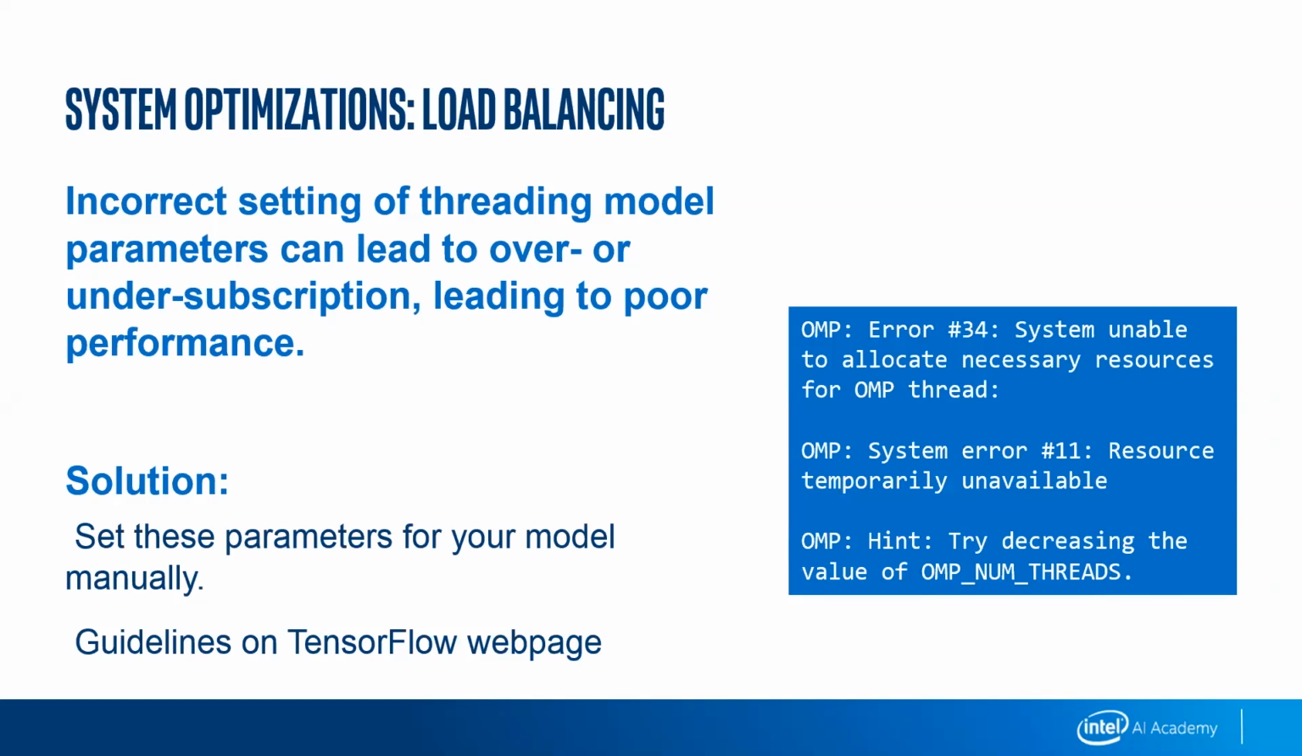I think I'll also share some guidelines here for some of the popular topologies. But in case you encounter errors like OMP system unable to allocate errors, the hint would be to reduce the OMP number of threads, which means you may also have to reduce the intra op parallelism threads as well. So you can infer that from there.